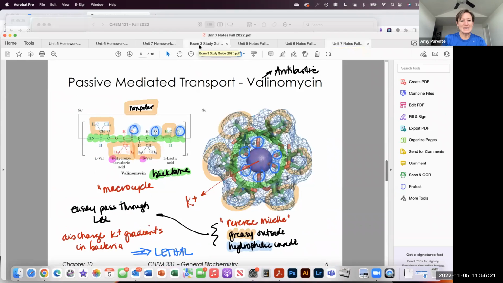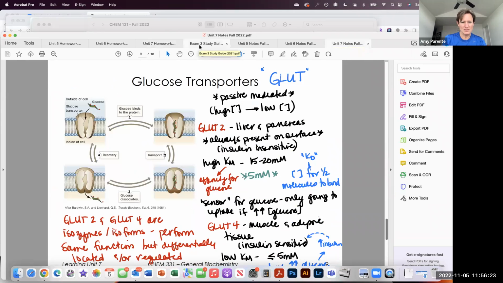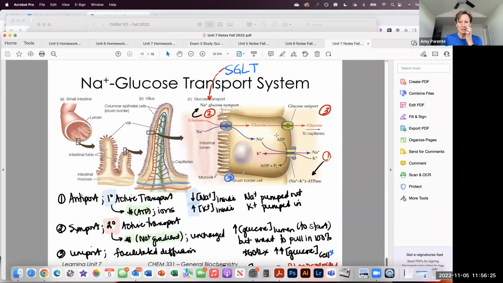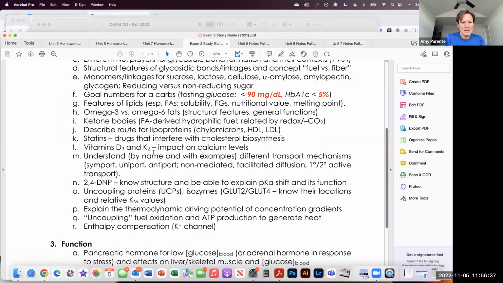We talked about them in an example here with this, right? So this is a uniport because it's moving one thing. These are both moving two things: symport, same direction; antiport, opposite direction. Okay, so know those names. And then non-mediated, facilitated diffusion, primary active and secondary active transport.